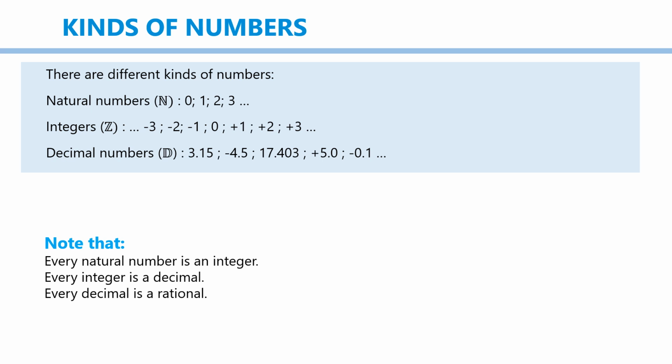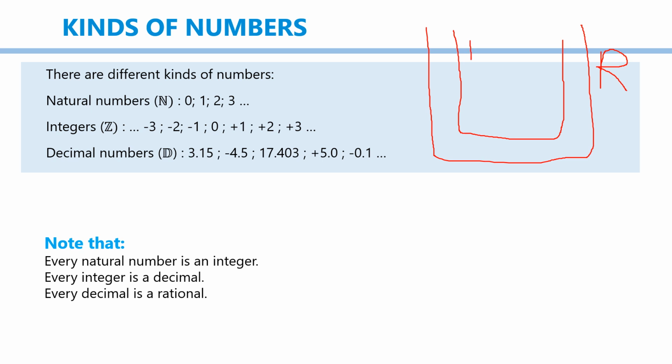So imagine a box: the big box is the rational numbers. In it, we have a smaller box, which is the decimal numbers. Inside it, a smaller box, the integers, positive and negative numbers. Inside it, we have the smallest box, which is what? The natural numbers.